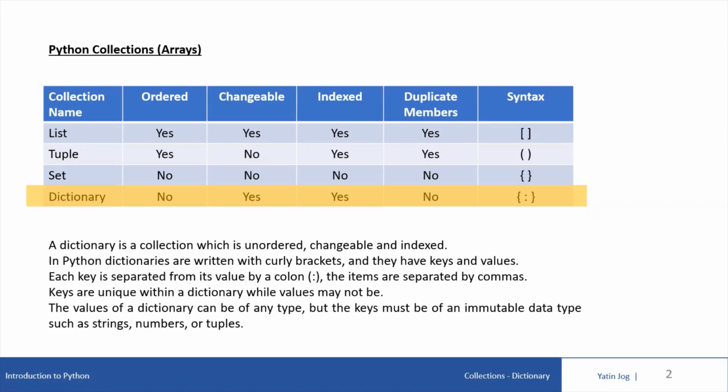It is indexed, so we can access the dictionary items with the index values, and it cannot store the duplicate items. So I'll explain the meaning of all these things in detail because the structure of dictionary is a bit different from other collections. Dictionaries store the key value pairs. So key value pairs, this concept is very much similar to hash tables in other programming languages.